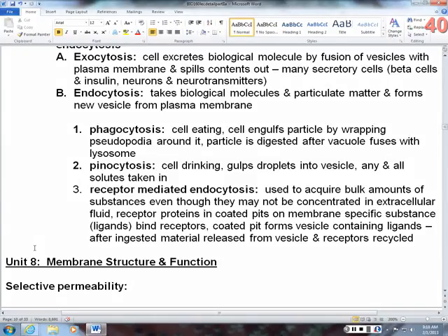Being that Unit 8 is on membrane structure and function, I know that I would have included that on taking the test.